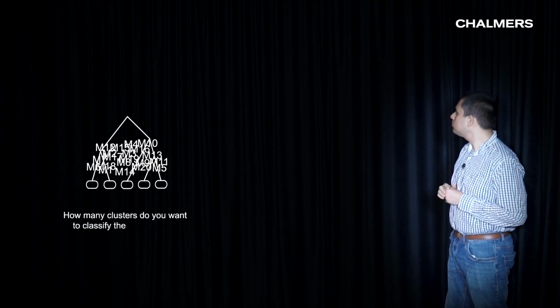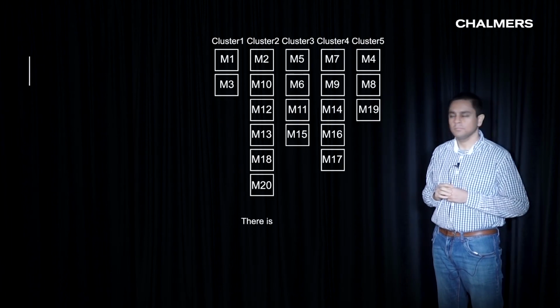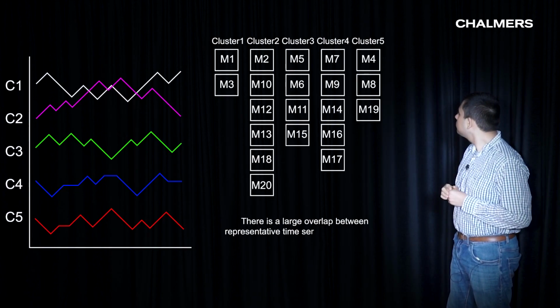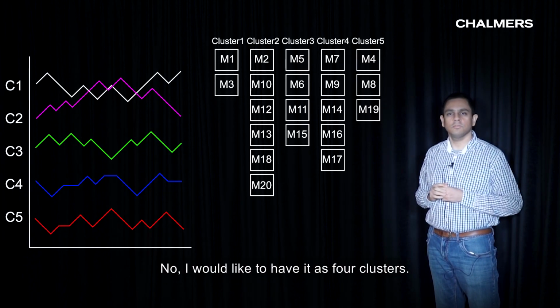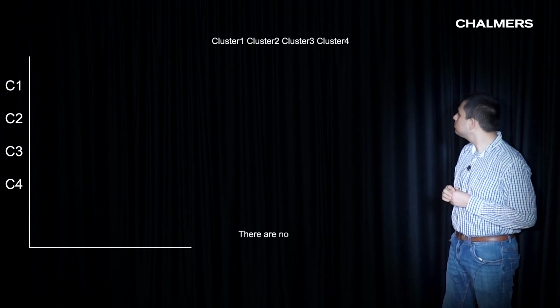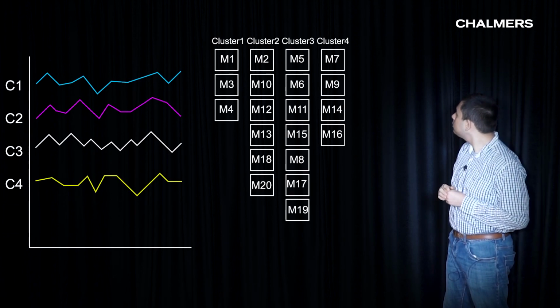How many clusters do you want to classify the machines in? 5 clusters. There is a large overlap between the representative time series in cluster 1 and 2. Want to proceed? No, I would like to have it as 4 clusters. There are no overlaps between the representative time series of clusters. Want to proceed? Looks like, yes.